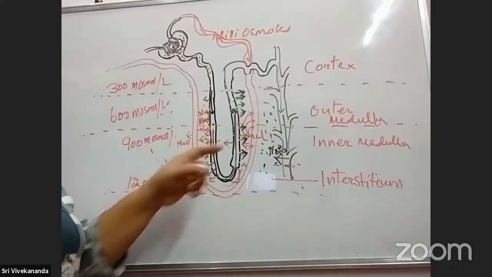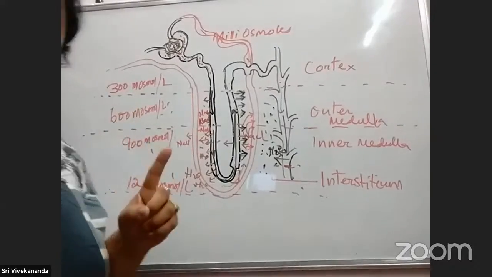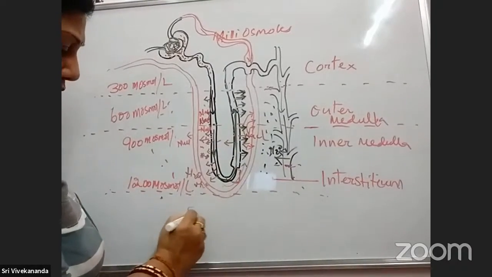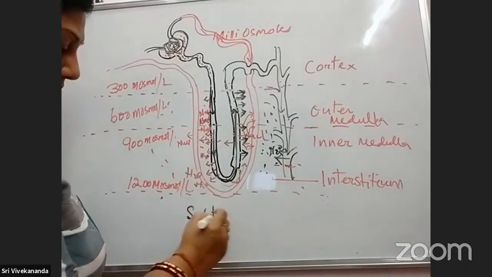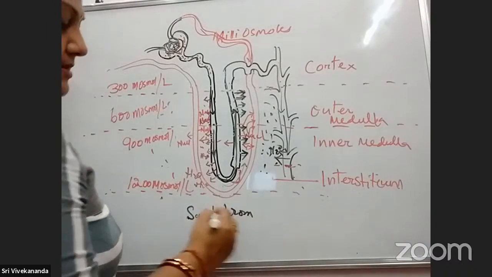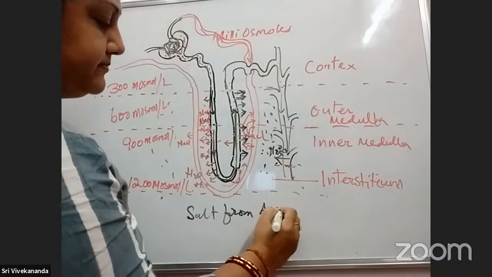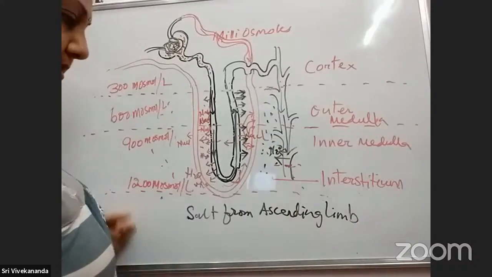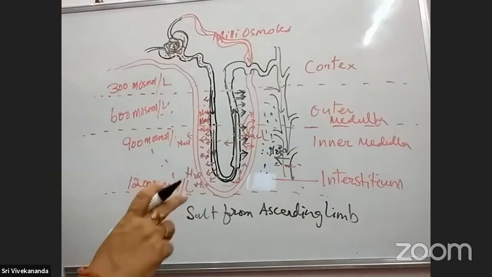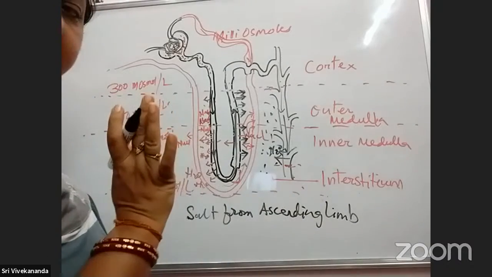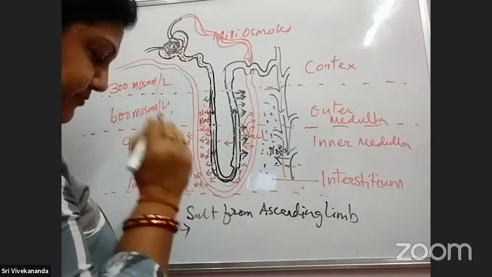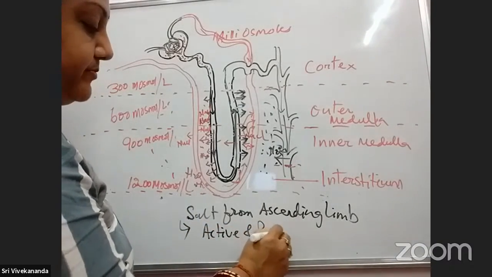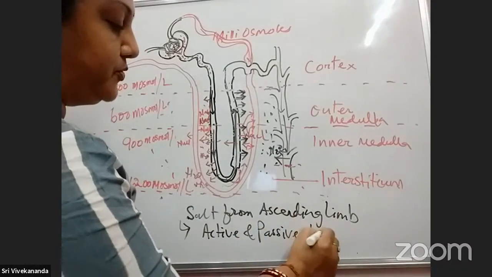Now, how is it coming out? Why is salt coming out? Salt will come out by two processes. Movement of salt from the ascending limb takes place because of active and passive transport.